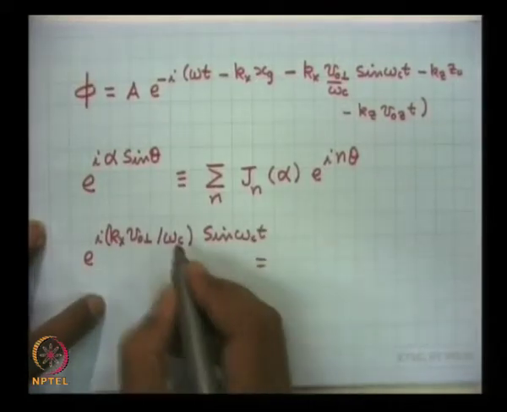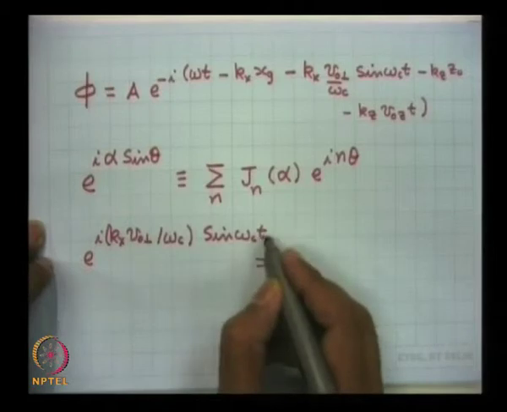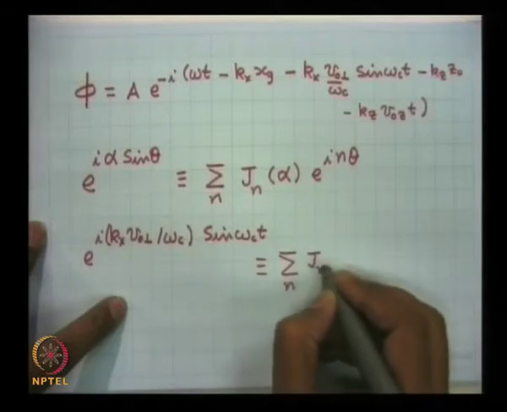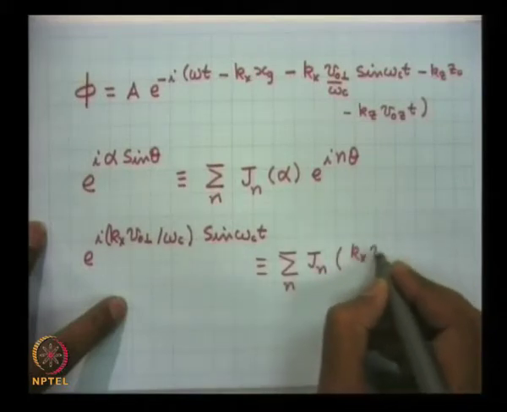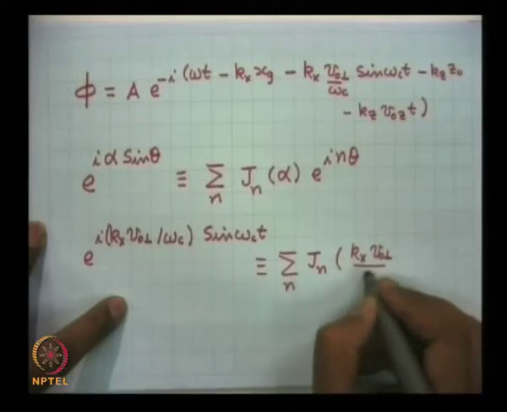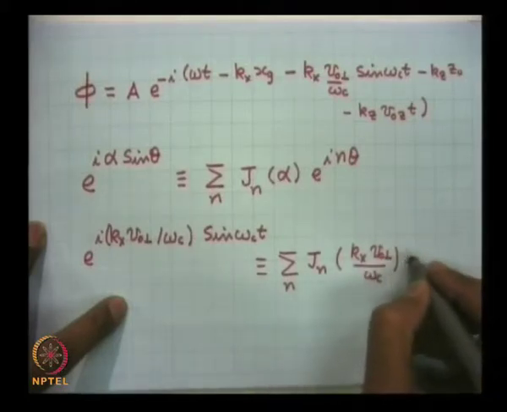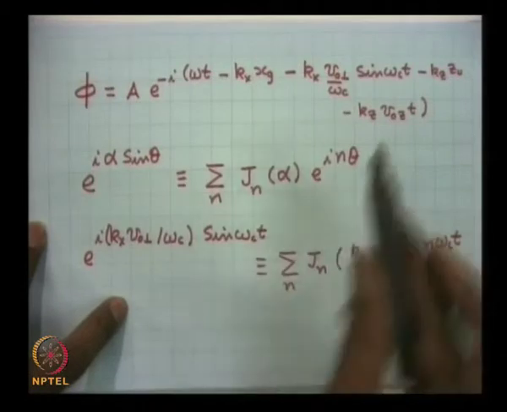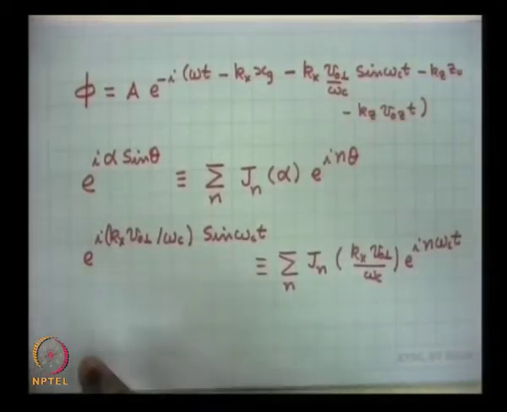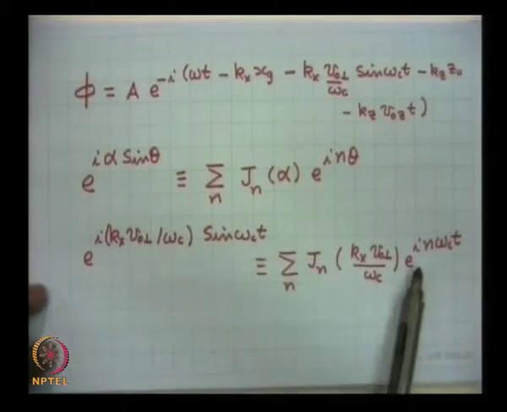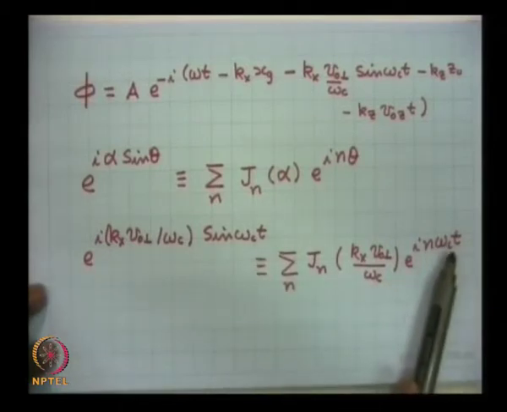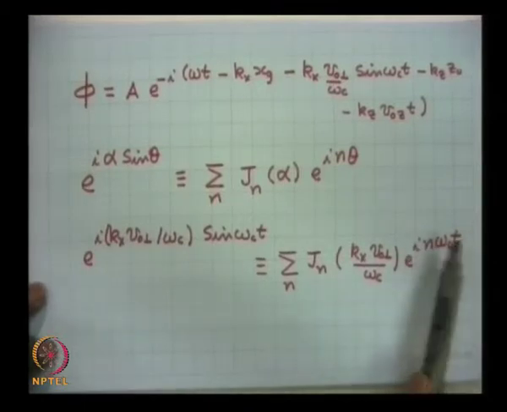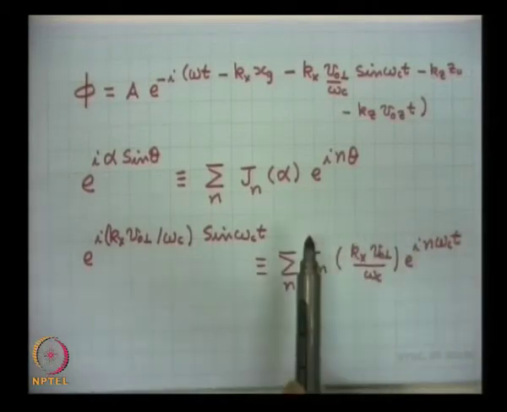This should be how much? This is like alpha and this is like theta. This becomes summation over n J n of kx v0 perp upon omega c, exponential of I n omega c t. Means this term is equivalent to many terms having their frequencies time dependence at multiples of cyclotron frequency, 1 omega c, 2 omega c, 3 omega c, etc., and n can take negative integer values also.